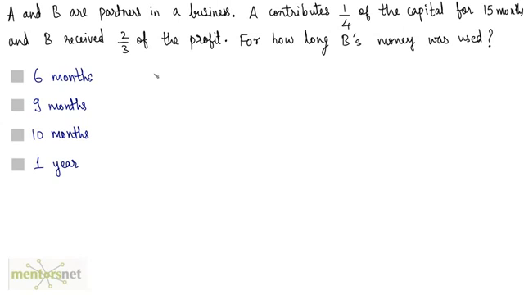A and B are partners in a business. A contributes 1/4 of the capital for 15 months and B received 2/3 of the profit. For how long B's money was used?